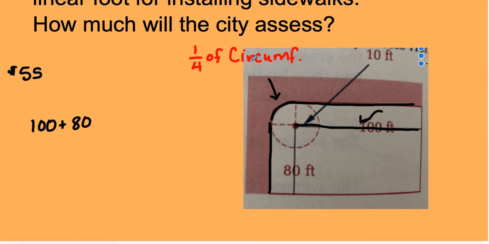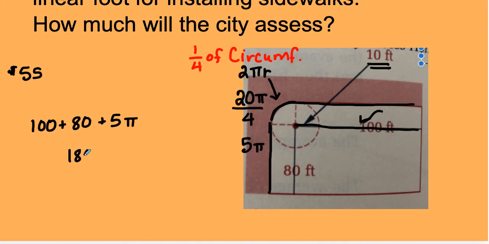The circumference formula for a circle is 2 pi r. And if I know that my radius, which they told me was 10, that gives me a total circumference of 20 pi. If I take 20 pi and cut it in fourths, that would give me 5 pi. So I have to add that 5 pi to the 180 I already have.